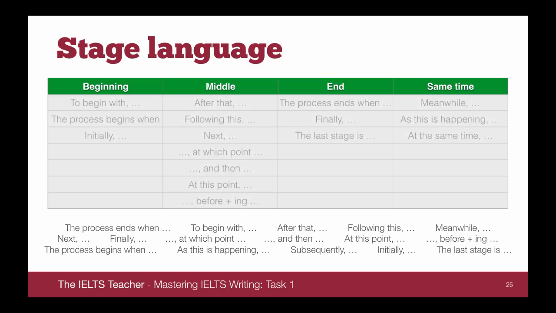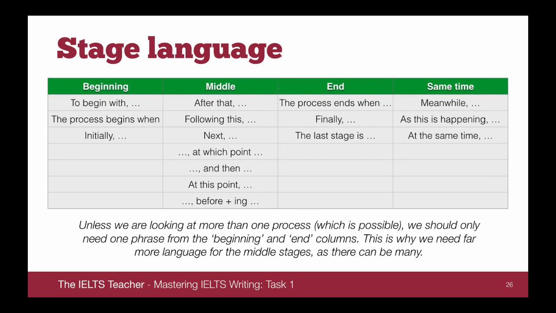Okay, so let's have a look. Now notice here that there are not many expressions for beginning and end and at the same time. This is because unless we're looking at more than one process, which is possible, we should only need one phrase from the beginning and end columns because there's really only one beginning and one end. But there are often more stages in the middle. That's why we need lots of expressions here. For example, if you've got a process made up of 8 stages, there'll be one beginning, one end, and 6 middle stages. So it's important that we have a wide range of vocabulary for those middle stages.